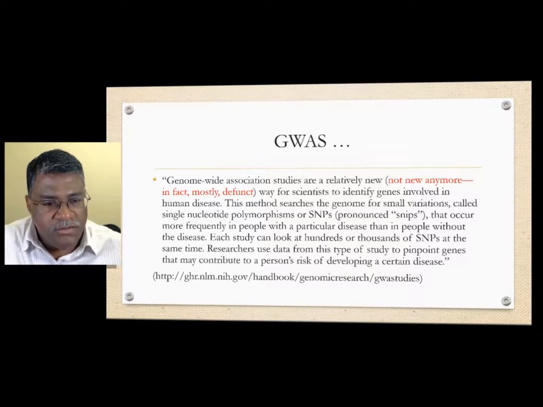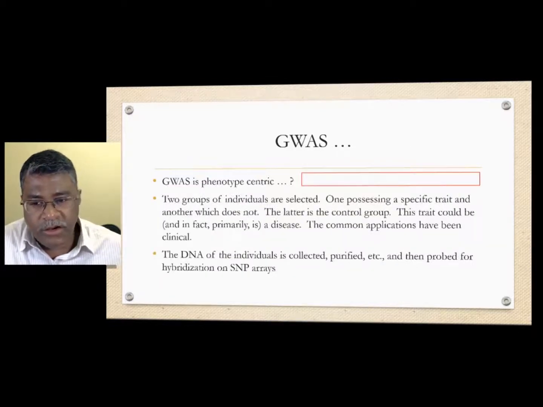It's a way for scientists to identify genes involved in disease. It searches the genome for small variations called single nucleotide polymorphisms, SNPs, that occur more frequently in people with a particular disease than in people without the disease. Each study can look at hundreds of thousands of SNPs at the same time. Researchers use data from this type of study to pinpoint genes that may contribute to a person's risk of developing a certain disease. Okay, also fallen out of favor.